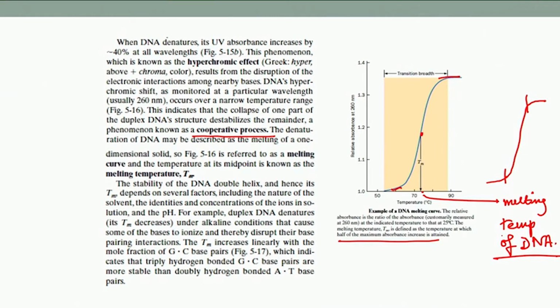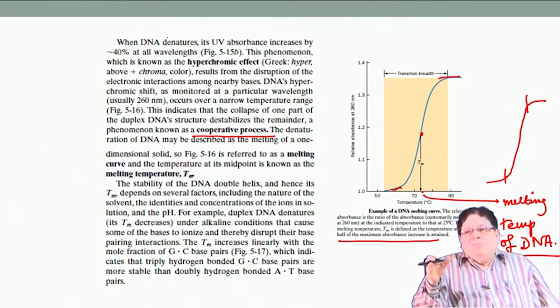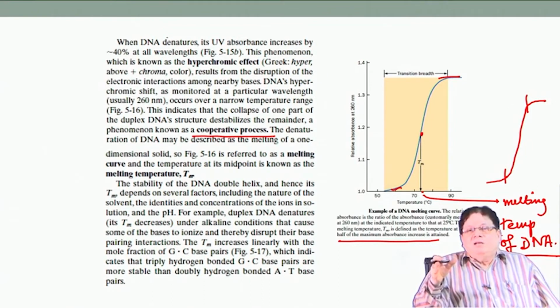It is not melting of organic compounds, remember, it is not going from solid to liquid. It is actually the separation of the hydrogen bonds, and we are talking about the percentage of hydrogen bonds that have been broken. So we have a number now, 50%. The temperature at which 50% of the hydrogen bonds are broken is called the melting temperature of the DNA.